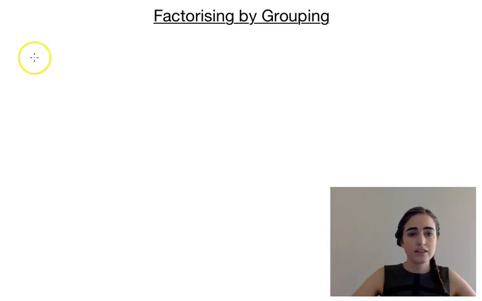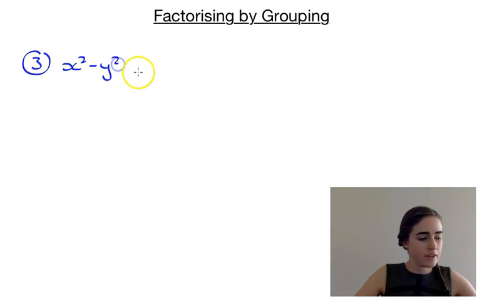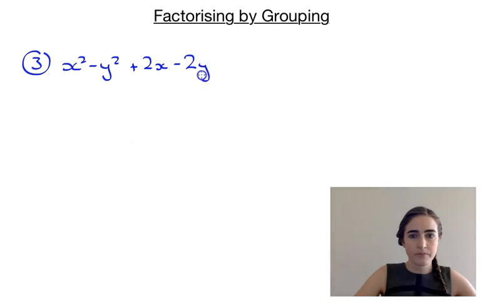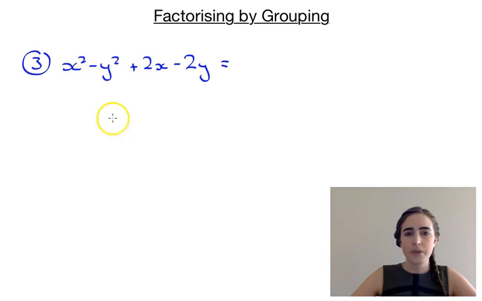Let's have a look at one last example. So in this one, we've got x squared minus y squared plus 2x minus 2y. Okay, so we're going to look at factorising these first 2 terms first. Now when you look at it, x squared minus y squared, that doesn't have any common factors. But what you should recognise is that that's the difference of 2 squares. So we're going to factorise the first 2 terms as x plus y, x minus y.